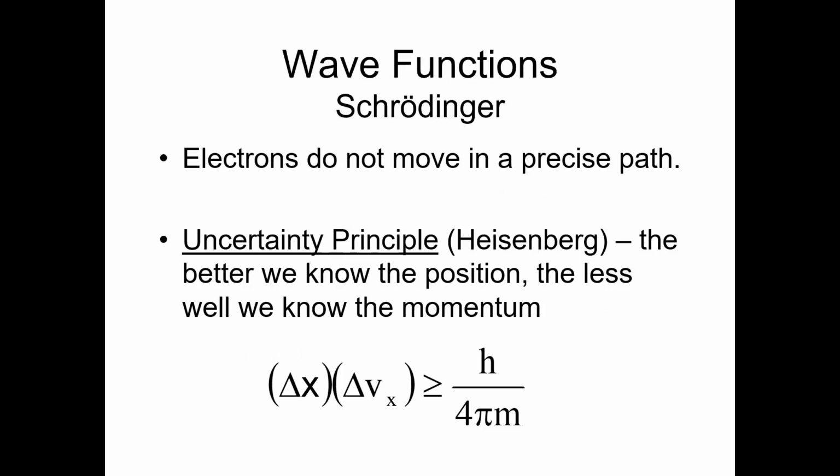Moving along, now we're going to look at the Schrödinger equation and Heisenberg's uncertainty principle. As we said, electrons don't move in a precise path. In fact, electrons move in waves, but there's also the nucleus, a positive charge in the center that's going to keep it in a certain path. So it's more likely that an electron moves in some sort of orbital.